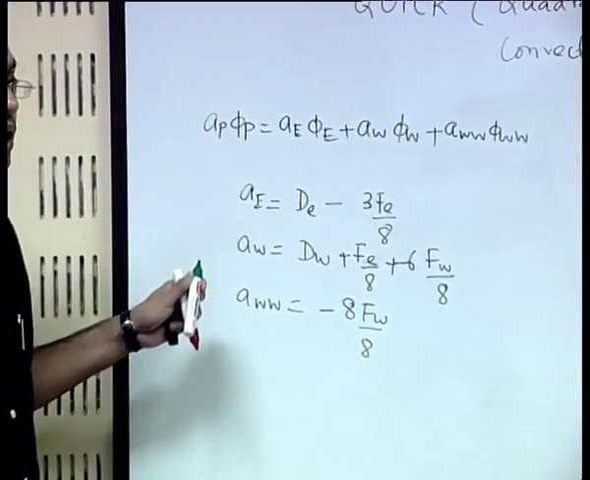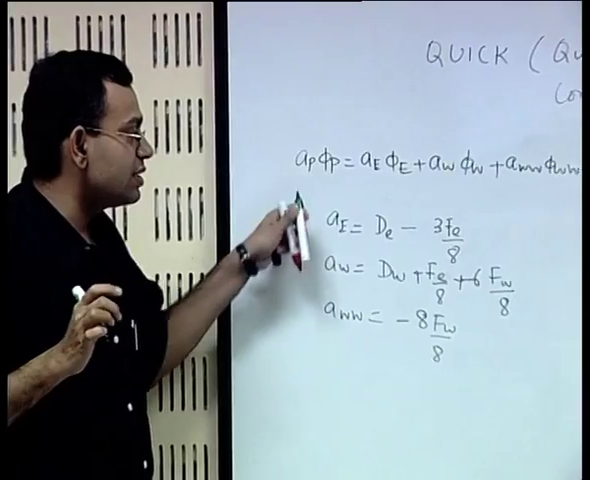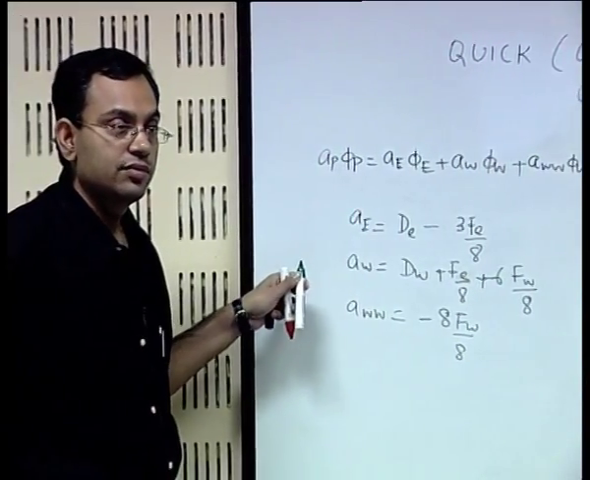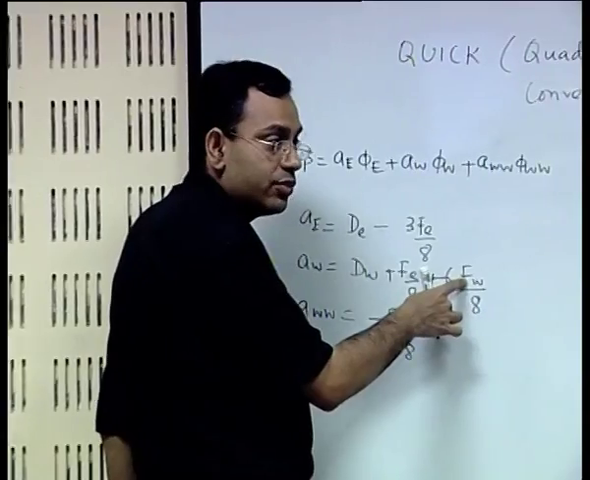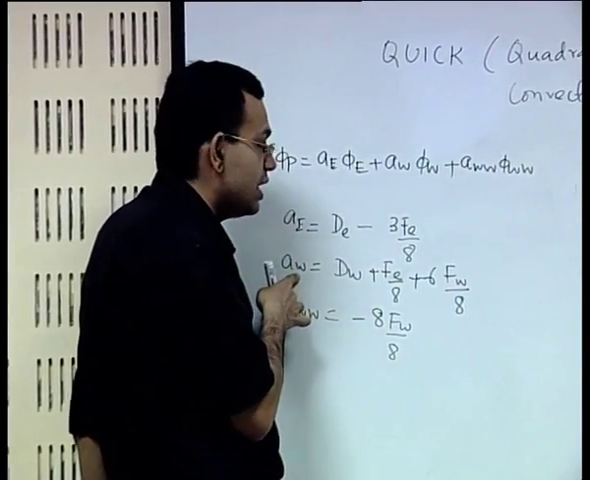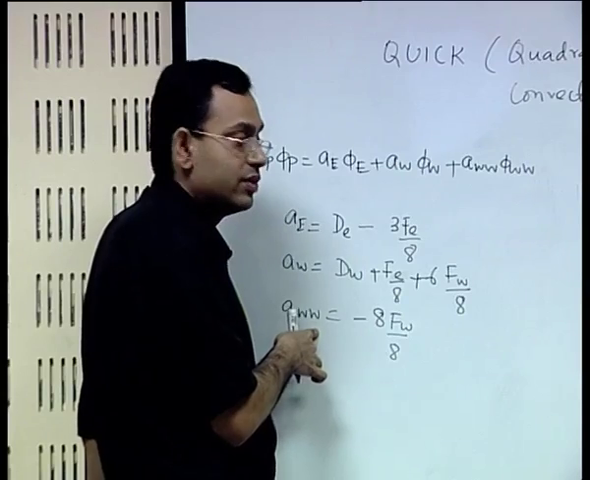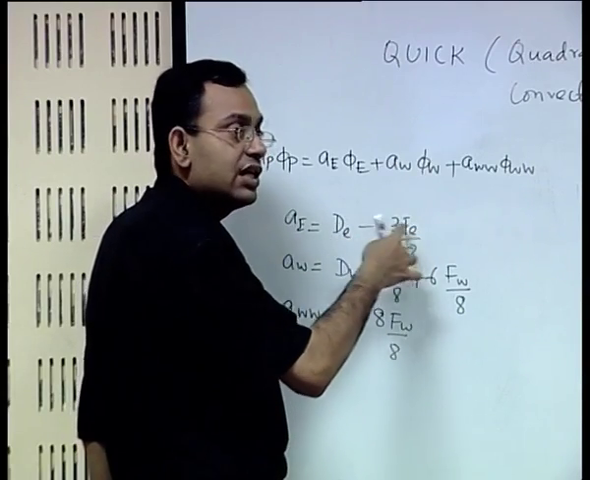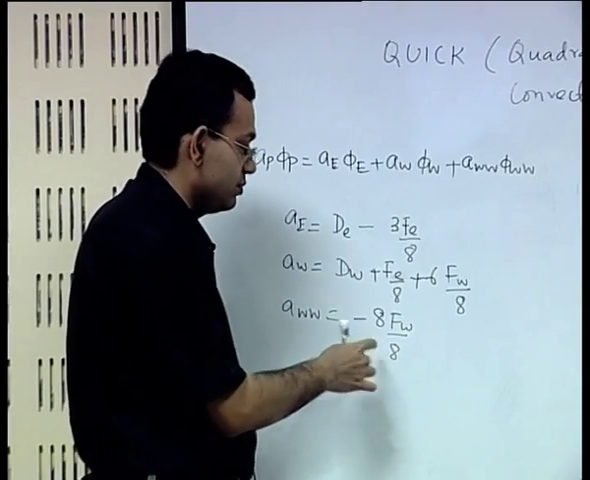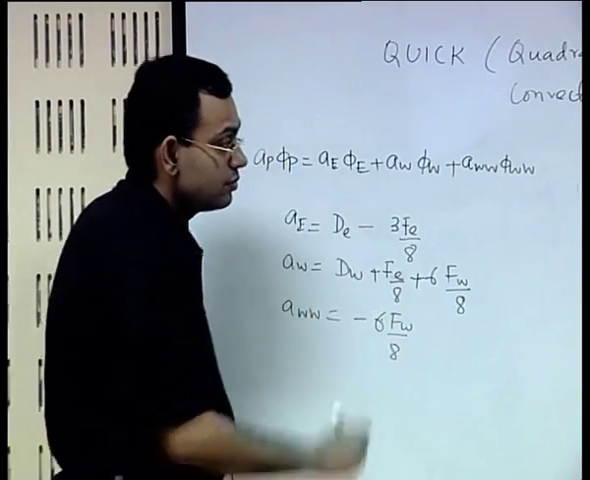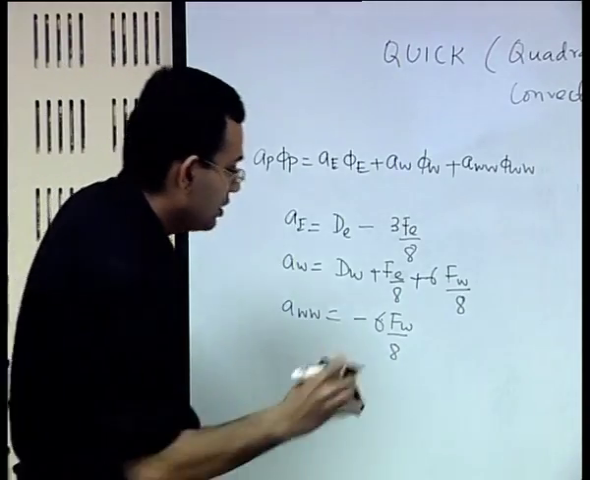So, you can clearly see immediately that this scheme has a problem, that all coefficients will not always be of the same sign. So, if you have Dw, Fe and Fw all positive, which we have considered in this problem, then only Aw is guaranteed to be positive, neither Ae nor Aww is guaranteed to be positive. It depends on the relative advection and diffusion strength, relative Fe and De, and Aww is always negative. Only Fw by 8, okay, that is fine.